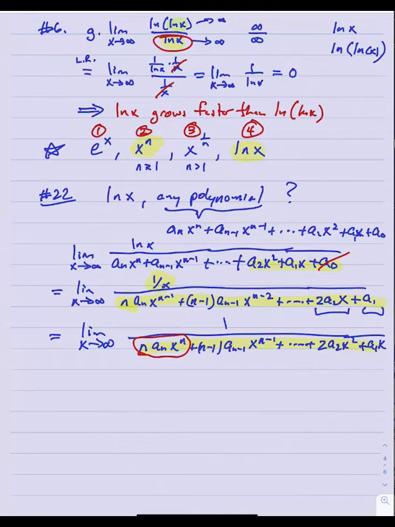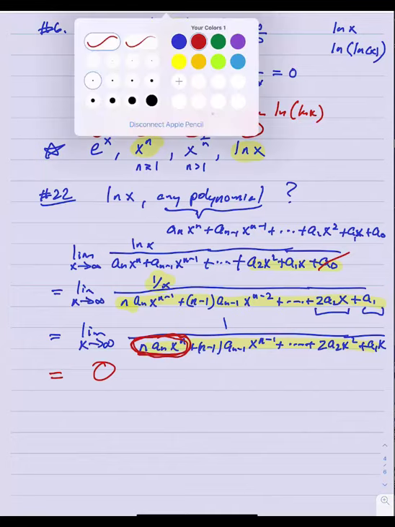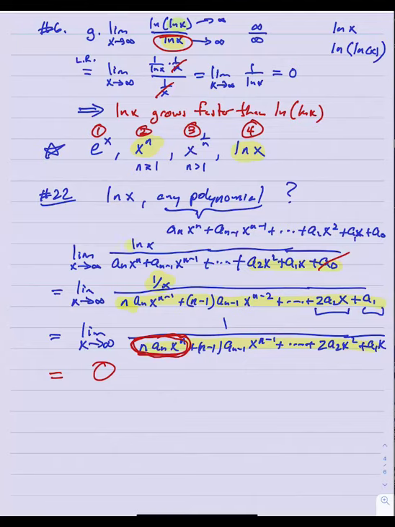And so if I ask what's the limit of 1 over a polynomial, and that polynomial's growth is really determined by that leading term, and I know that's a growing function, then I know this limit is 0. And what that tells me when I look at the original limit I was taking of that log function over that general polynomial, the conclusion, of course, is that the general polynomial grows faster than the ln of x.